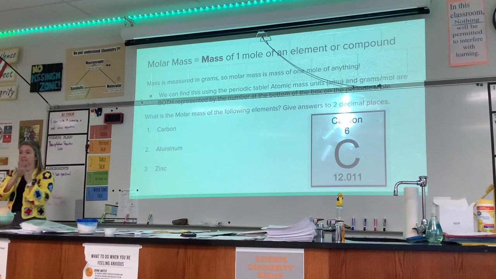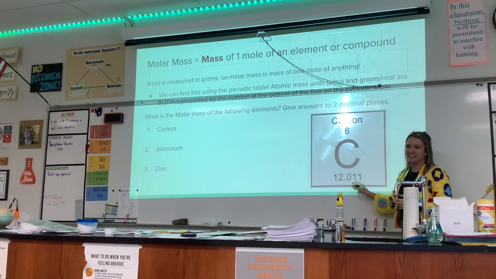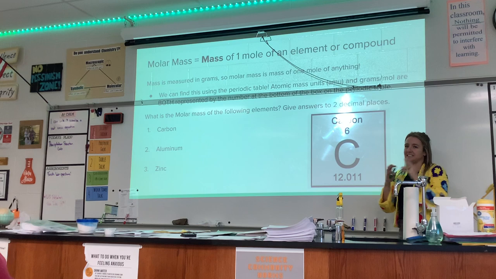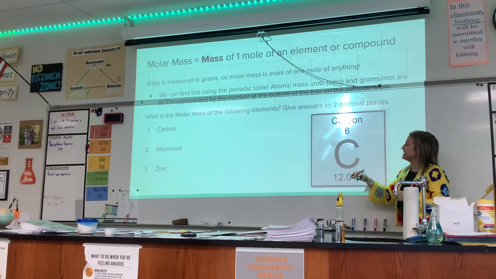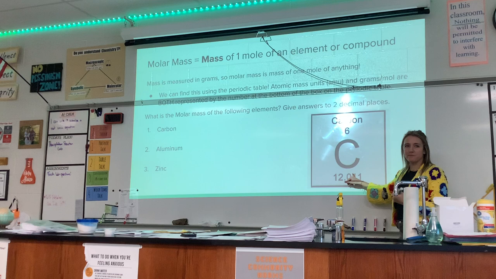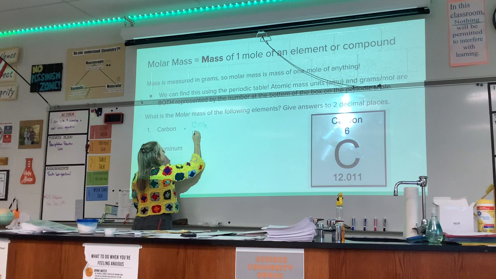So if I look at the periodic table right here, we've talked about before that this is the atomic mass of carbon. This is how much a single atom of carbon weighs if you're dealing in the unit of an AMU, which is an atomic mass unit, a teeny, teeny small measurement. This number is exactly proportionate to one mole of it as well. So this equals, in grams, one mole of carbon. So if I want to find the mass of a single mole, it's on the periodic table. Okay, so for carbon, the molar mass is 12.01 grams for every one mole.